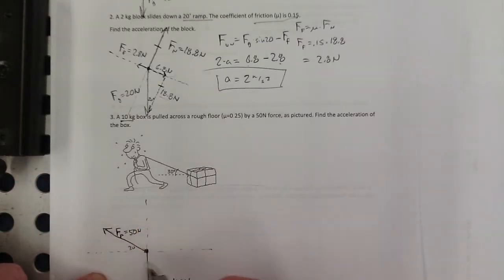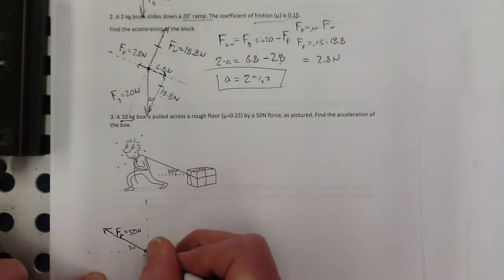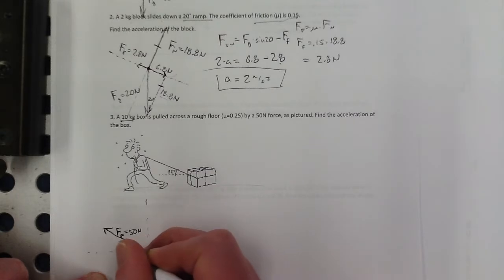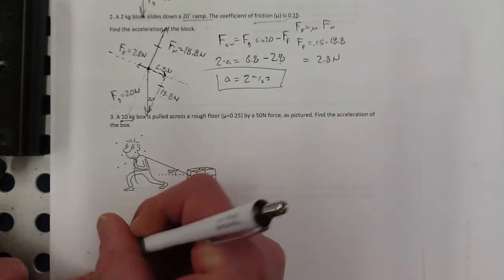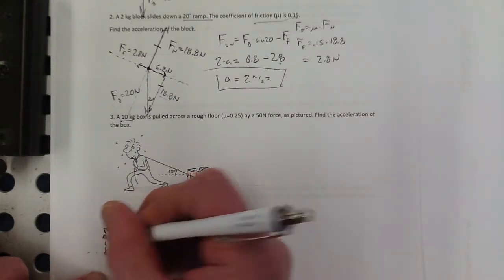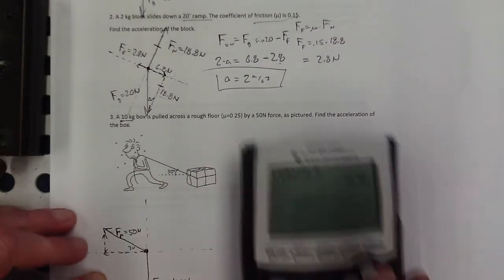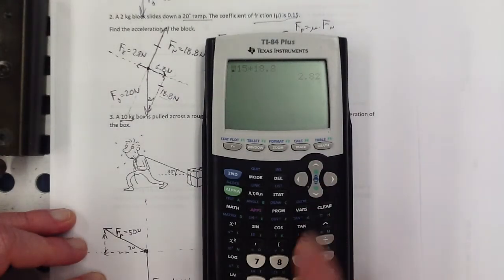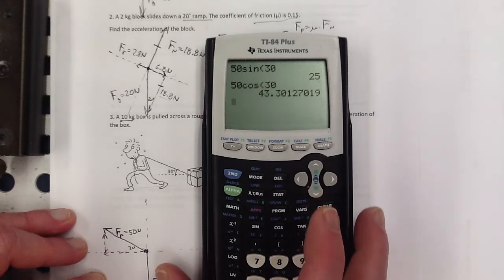Now notice this is going off into one of my quadrants, so this is the thing that needs to get broken up, doing the sine and cosine. Let's go ahead and do that. So 50 sine 30 is going to be 25, and 50 cosine 30 is going to be 43. Yeah, 43.3.